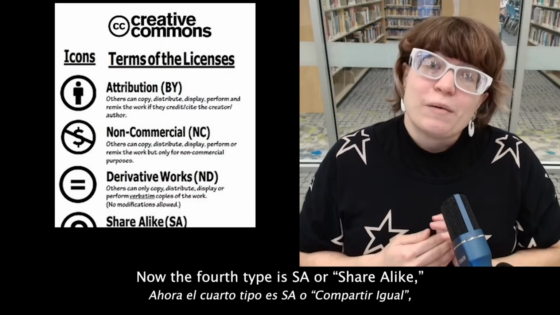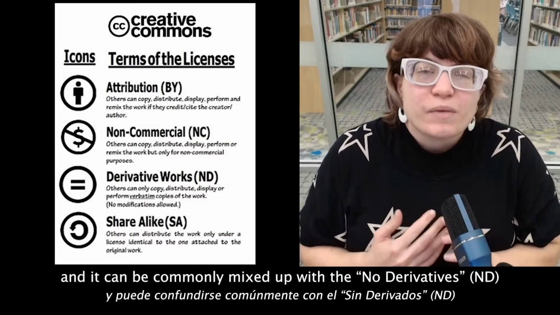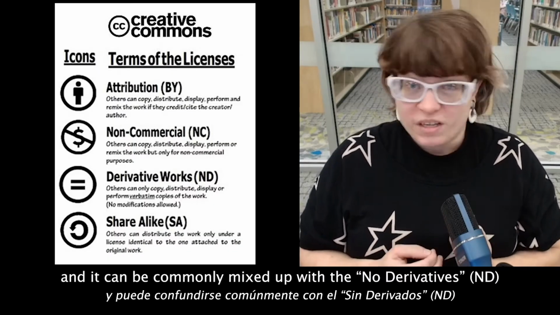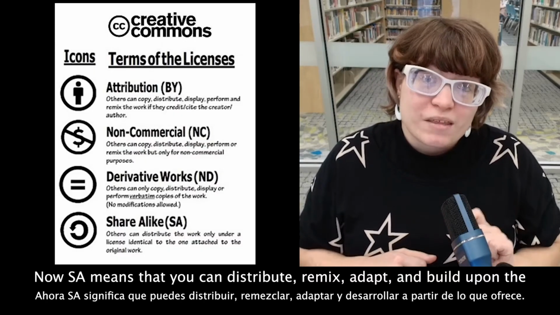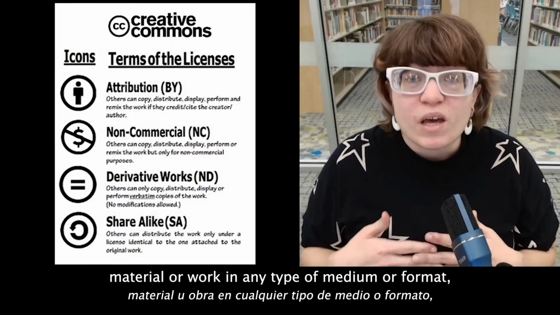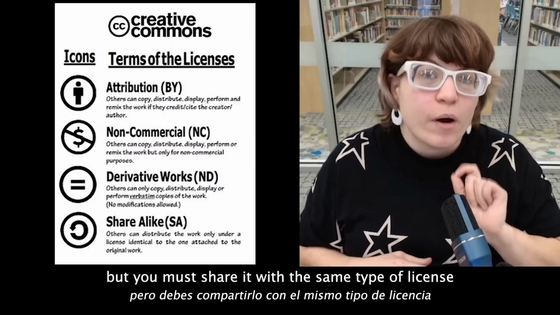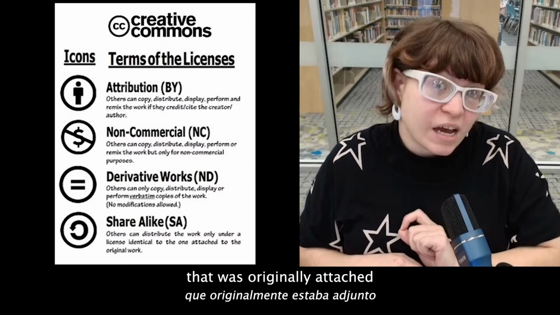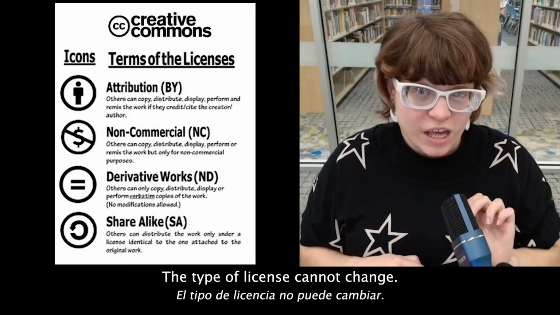Now the fourth type is SA, or share alike, and it can be commonly mixed up with the no derivatives. Now, SA means that you can distribute, remix, adapt, and build upon the material or work in any type of medium or format, but you must share it with the same type of license that was originally attached to that original piece of work. The type of license cannot change.